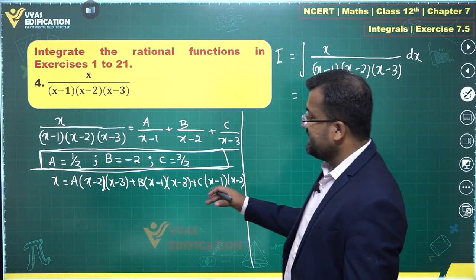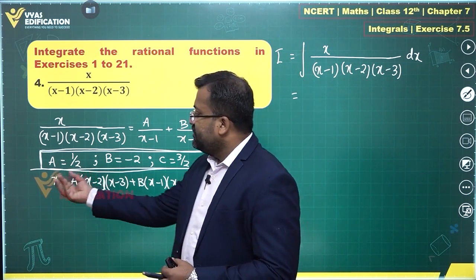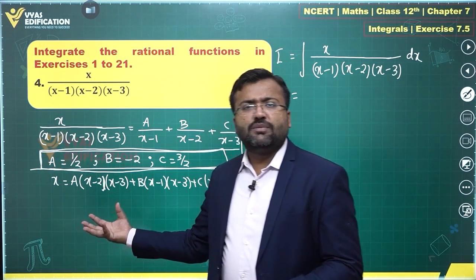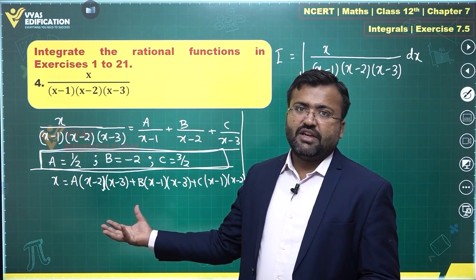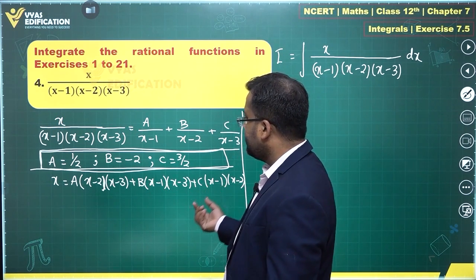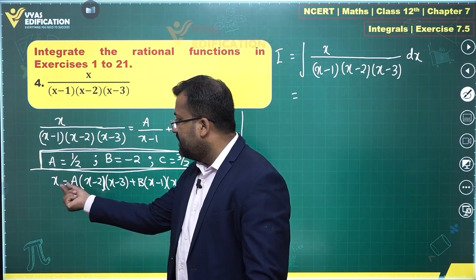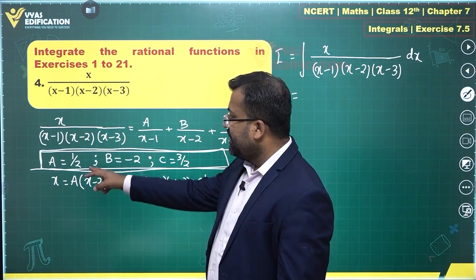Once you see this approach, what are you going to do? In the next step, you say, okay, this is always equal to this, so why not substitute some particular values of x and get the values of a, b and c? You could do that. For example, if you substitute x equal to 1, this becomes 0, this equals 0. This is minus 1, this is minus 2. So 2a is equal to 1. So a becomes 1 by 2.